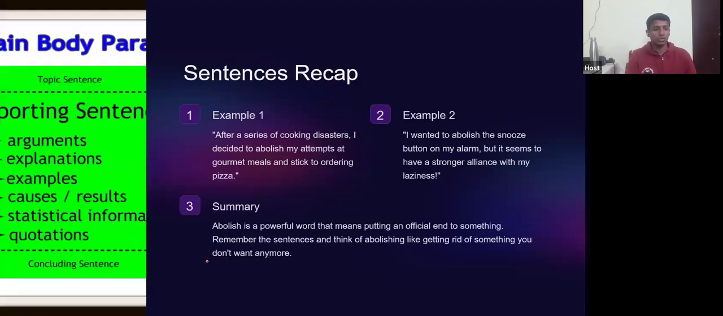Okay, so let's look at some sentences now. Mohit is coming and going. I don't know why. Maybe he has some network issue. There's someone coming and going.